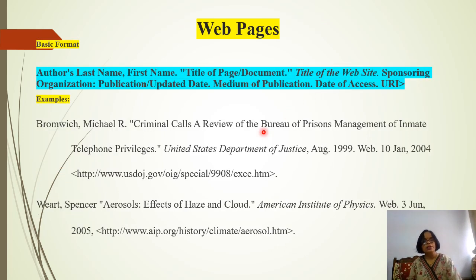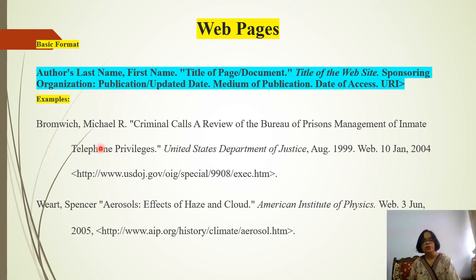Then web pages. If we have taken it from a web page, then the basic format is that you have to write again the author's last name, first name, title of page or document. Then title of the website, sponsoring organization, publication, updated date, medium of publication, date of access, and URL. So you see again the same thing, like the writer's last name and first name.